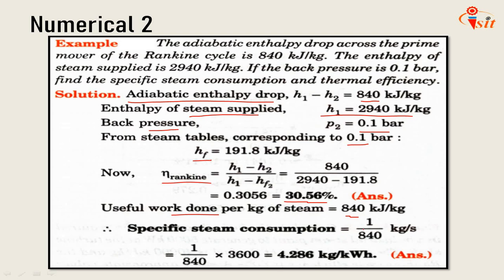Specific steam consumption will be 1 upon 840 kg per second. You need to convert it to the unit of specific steam consumption, that is kg per kilowatt hour. So kilojoule per kg needs to be converted into kg per kilowatt hour. To convert into hour, multiply by 3600. So 4.286 kg per kilowatt hour will be the specific steam consumption.